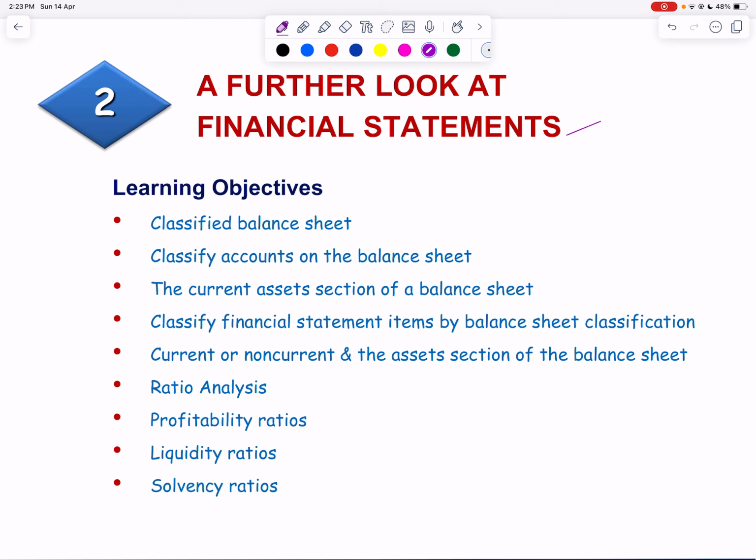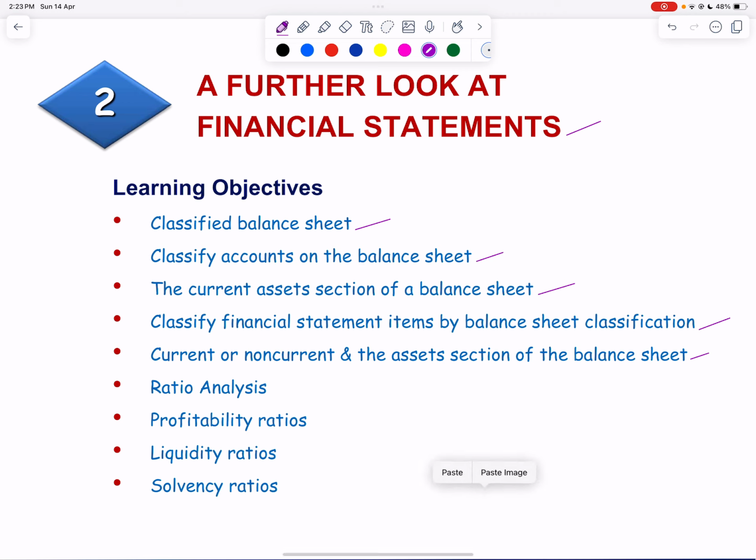In this video, we will solve exercises on classified balance sheet. We will classify accounts on the balance sheet. We will explain how to prepare the current assets section of a balance sheet. We will classify financial statement items by balance sheet classification. We will classify items as current or non-current assets and prepare the asset section of the balance sheet.